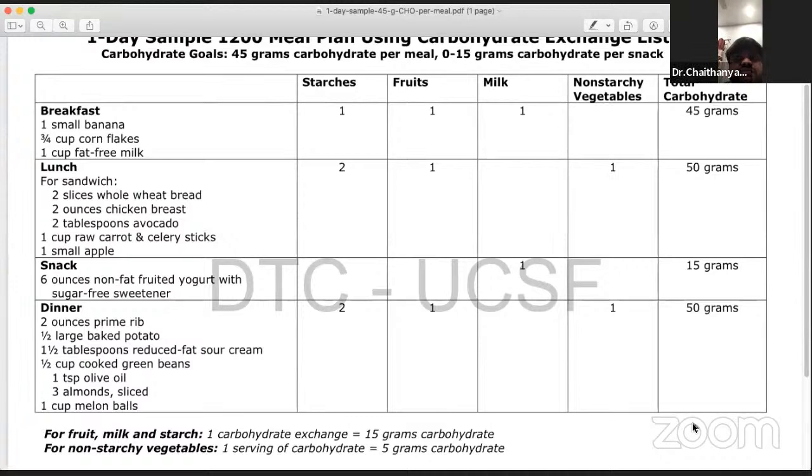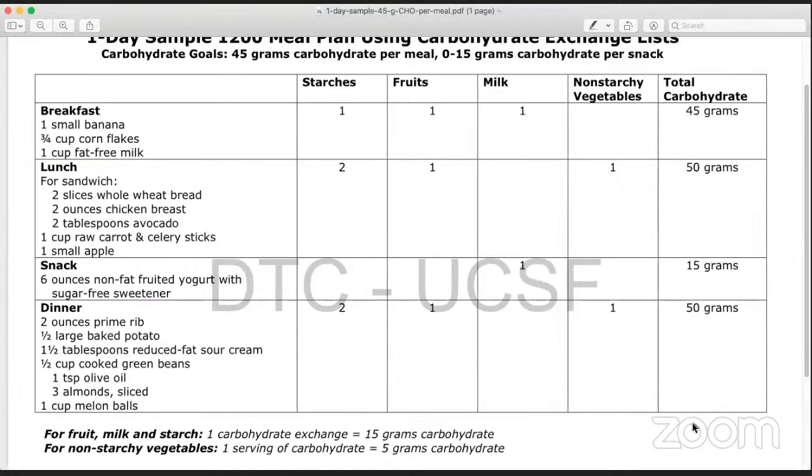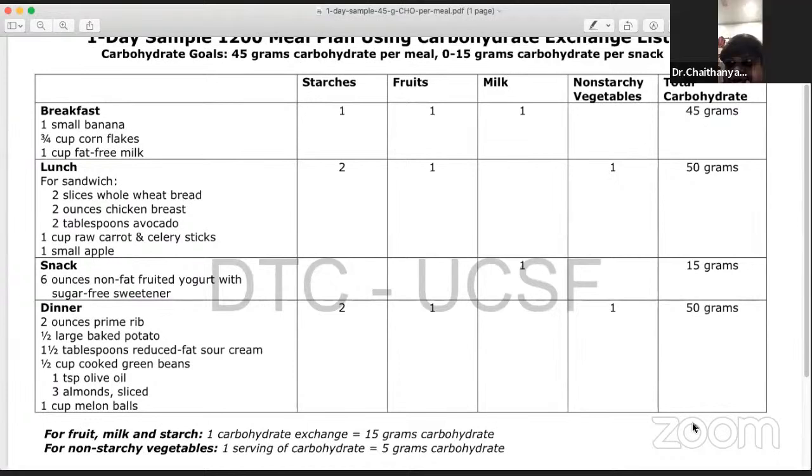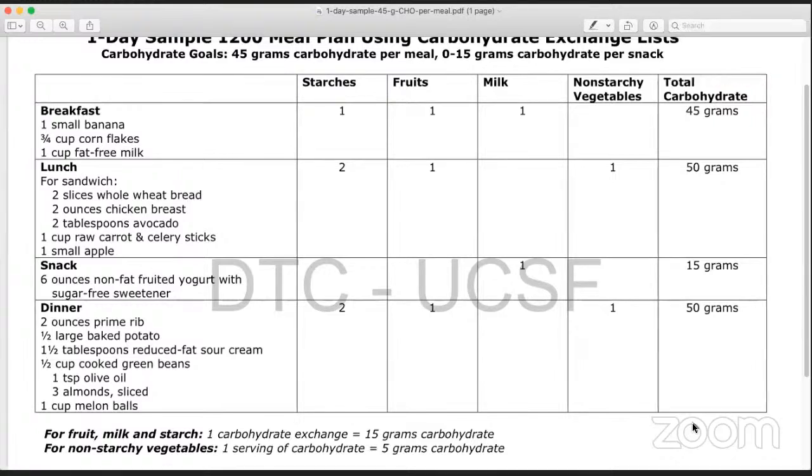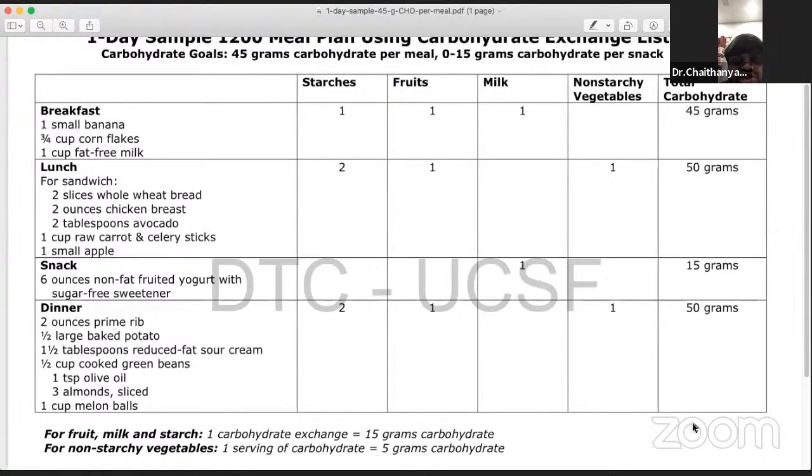Actually, what happens here, the exchanges are not correlating to the number of kilocalories. Here, the exchanges are correlating to the number of grams. Simple principle: one exchange of a regular starch or regular carbohydrate is equal to 15 grams of carbohydrate. One exchange of a non-starchy item is equal to 5 grams. So using this exchange principle, you're trying to calculate the number of grams of carbohydrate per day.